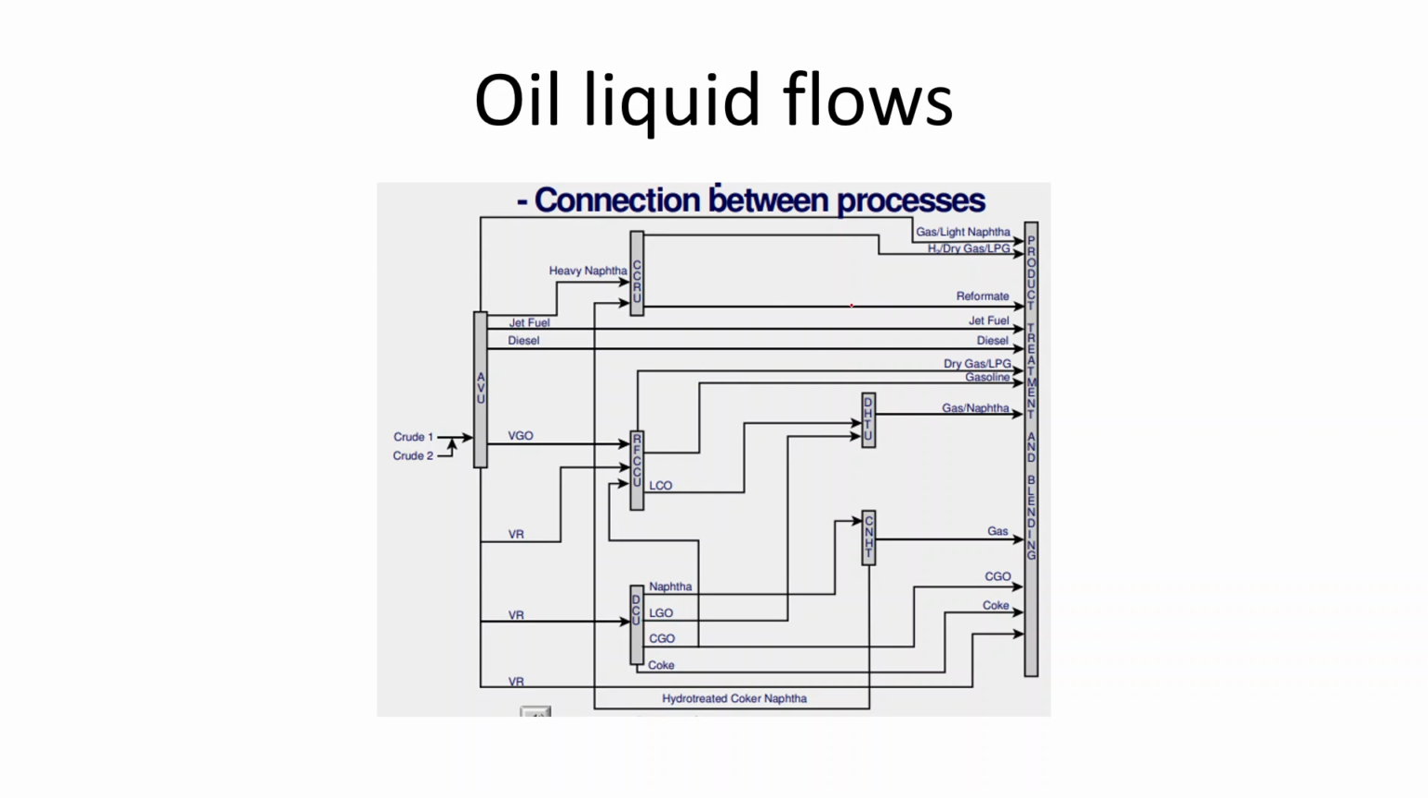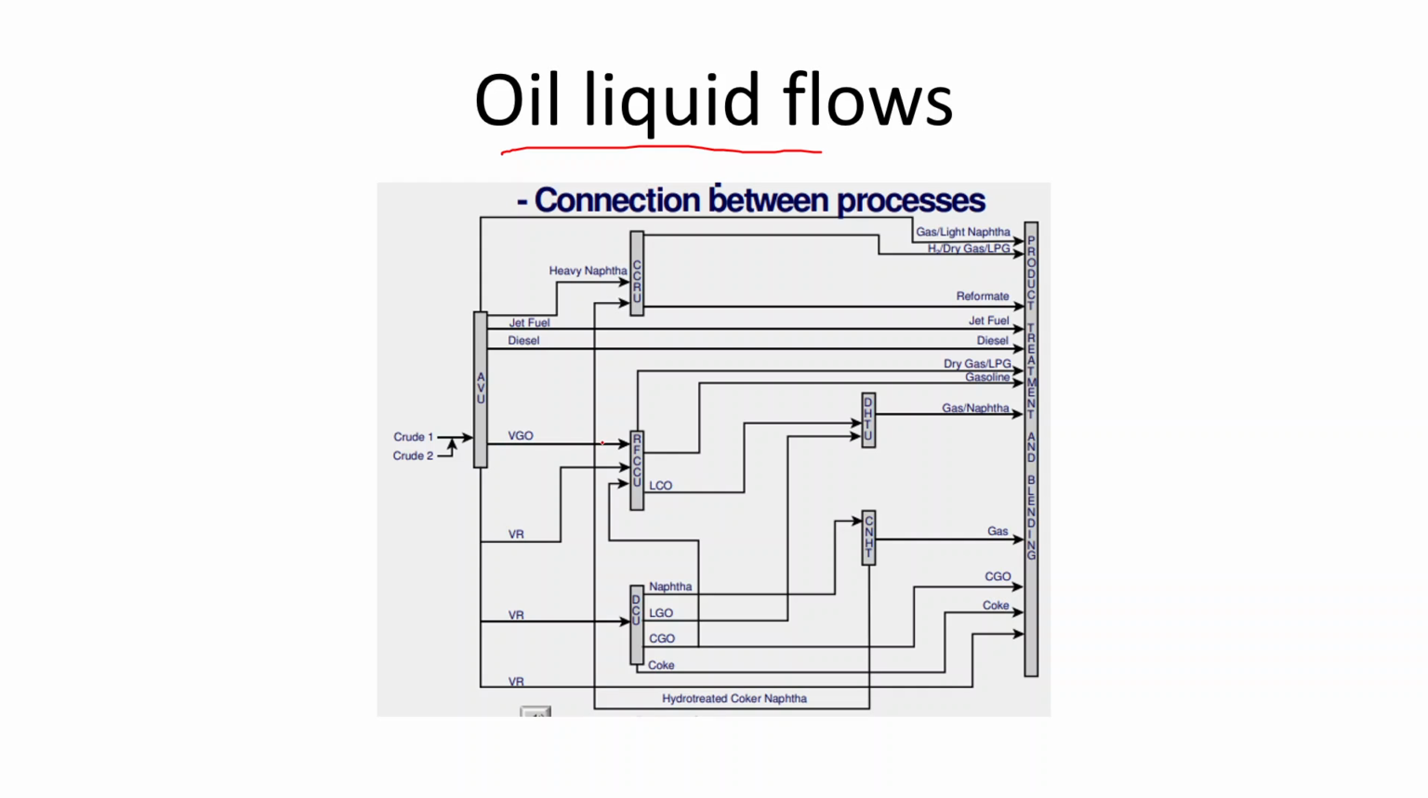If we see a refinery, there are several things connected. Number one is the oil liquid flows. We have the oils here, so crude, and then it goes to the distillation unit, and then we have jet fuel, diesel, naphtha, and so on and so forth. You have seen this many times, right? For example, this diesel goes straight to the blending station, and jet fuel as well in this particular case.